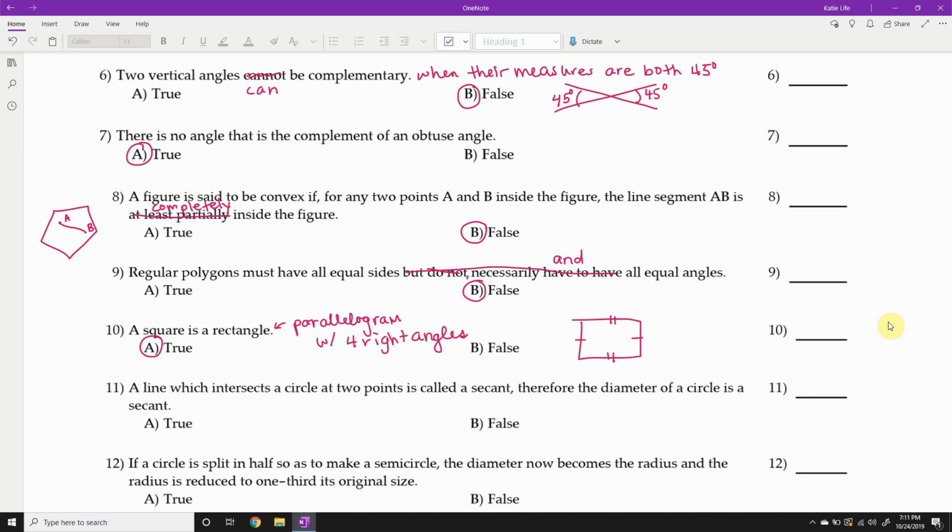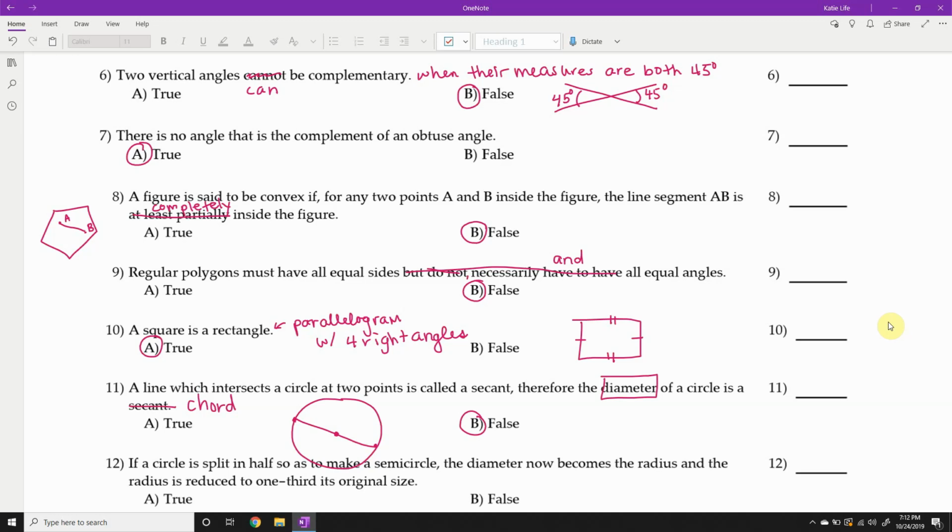Number 11, a line which intersects a circle at 2 points is called a secant. Therefore, the diameter of a circle is a secant. This is false. Mostly because the definition of being the diameter of a circle means that you are a chord of the circle. A diameter doesn't just have 2 points on the circle. Those 2 points on the circle are in fact the end points of the diameter. So our diameter would look something like that. The end points are points of the circle. It goes through the center point.